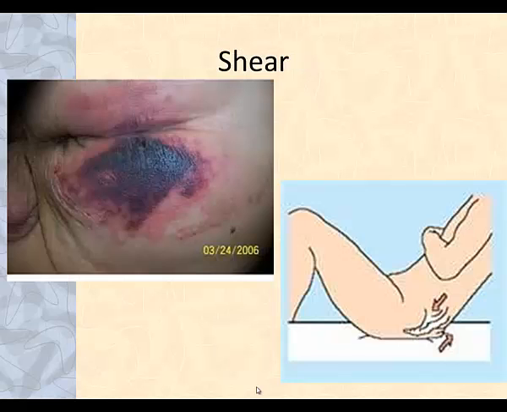Then you have shear, and this is where you have two layers that move on each other. Say when you bring the patient up in bed, or the patient is sliding down in bed. It's where the skin remains immobile while the body is repositioned in the opposite direction. So we need to be very careful when handling our elderly patients that need to be moved in bed or as they slide down in the hospital beds.